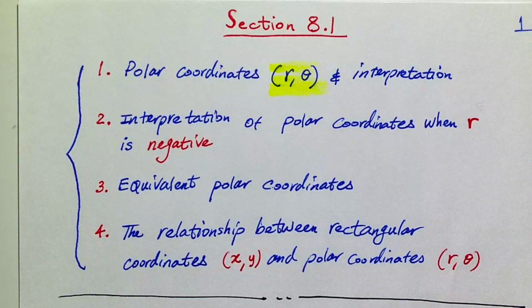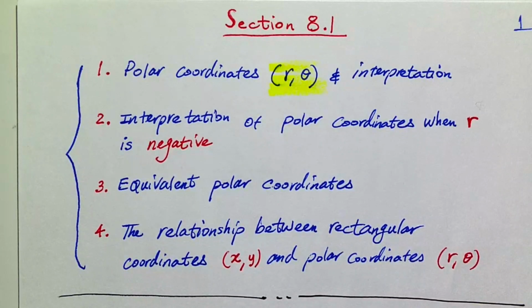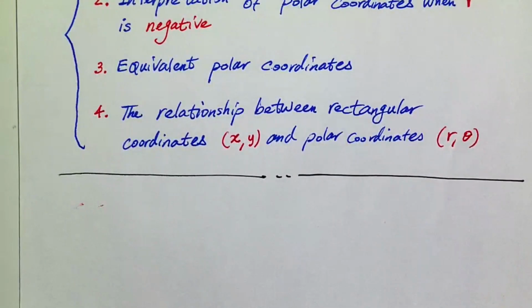And of course, number 4, which is extremely important, is that there is a relationship between what we know as x and y coordinates, or the rectangular coordinate system, and the polar coordinate system. There is a relationship, and we will look at those formulas as well. So let's begin by just covering the basic aspects of polar coordinates.